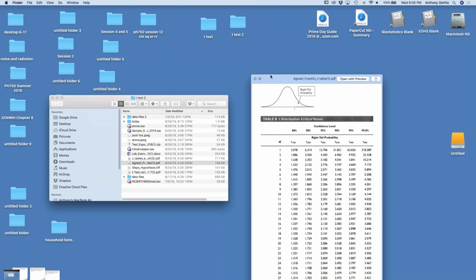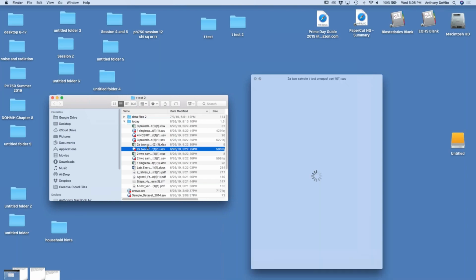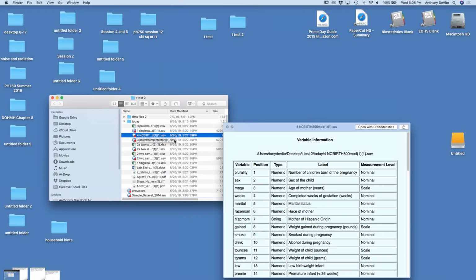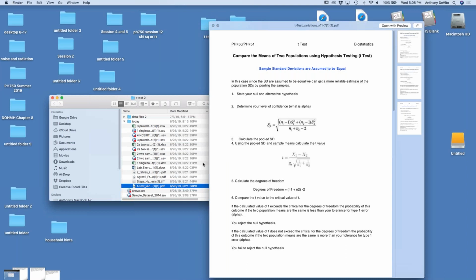Okay, so let's give that a try. Let's compare two means. Or actually, before we compare two means, I am going to take a variation of that, and say let's compare a single mean. I'm going to open up something, let me see if I can find this. Steps. Okay, here's a listing of steps in hypothesis testing. And here's a file that I made up that you have seen called Ttest variations.